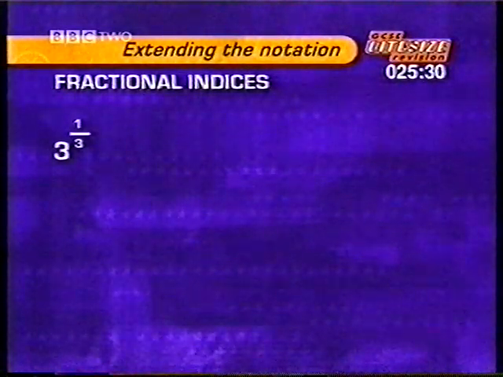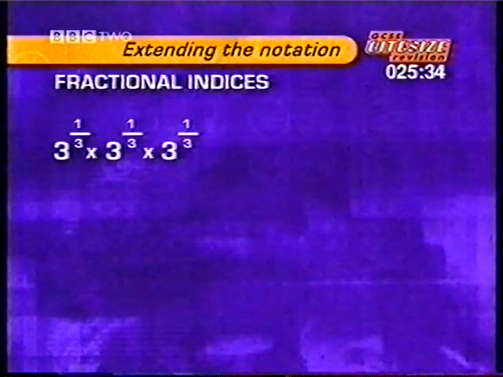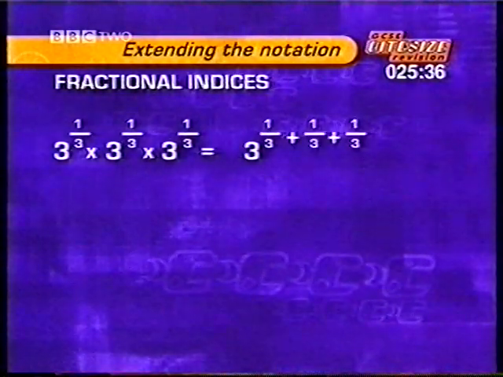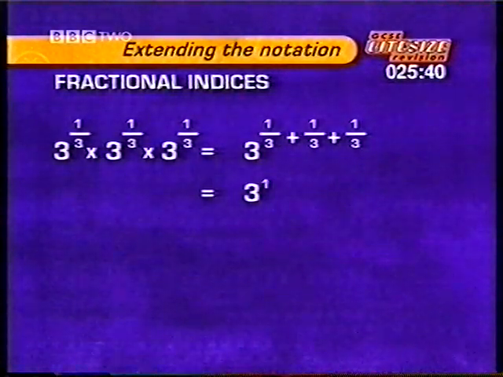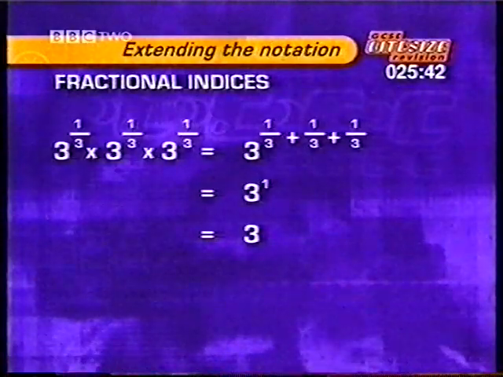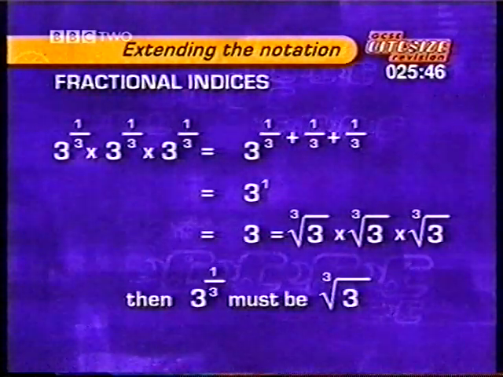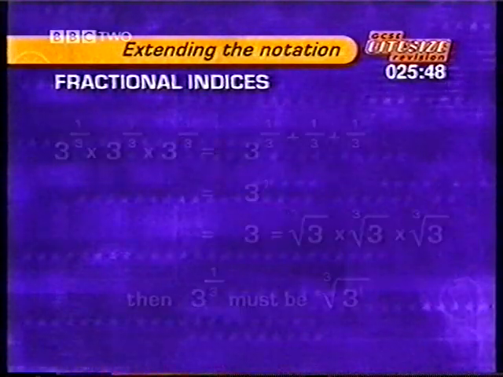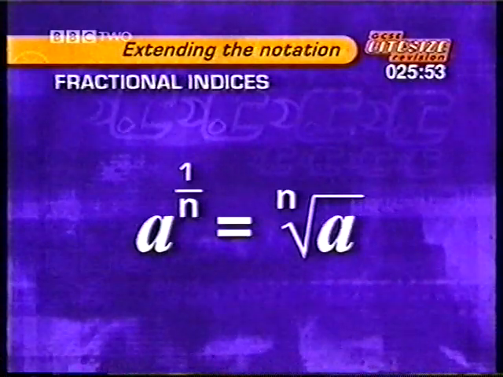Let's check out 3 to the power 1/3. If we cube 3 to the power 1/3, we get 3 to the power 1/3 plus 1/3 plus 1/3. That's 3 to the power 1, or plain 3. So as before, 3 to the power 1/3 equals the cube root of 3. So in general, a to the power 1 over n is the same as the nth root of a.